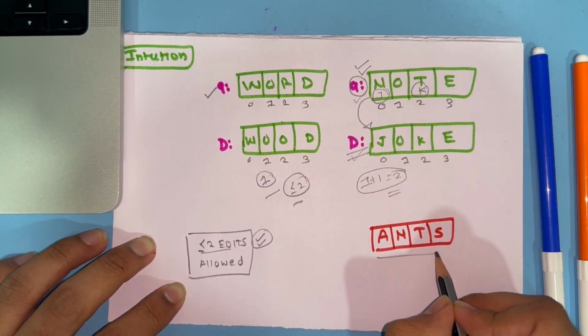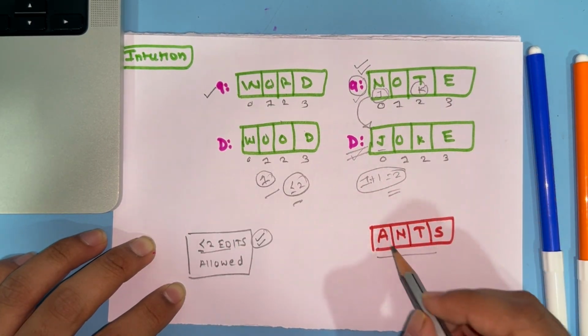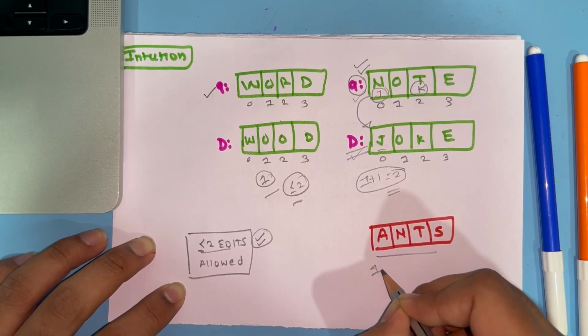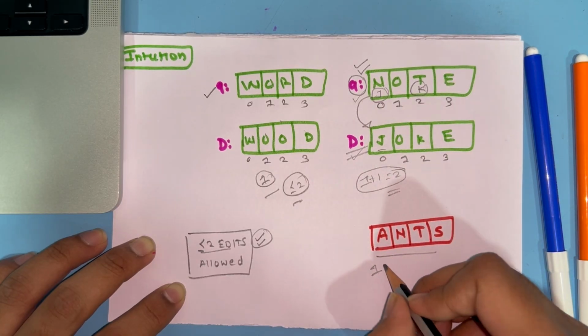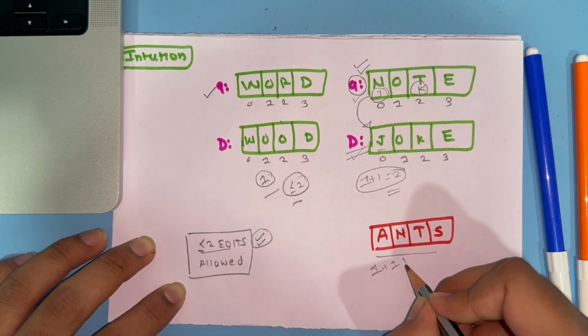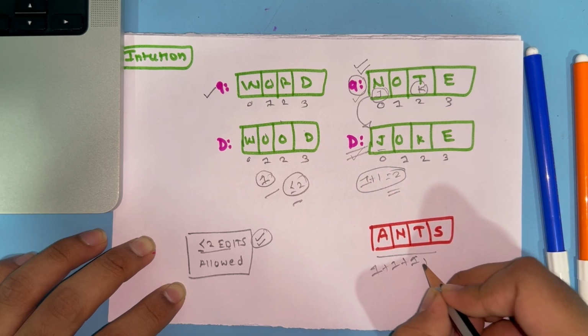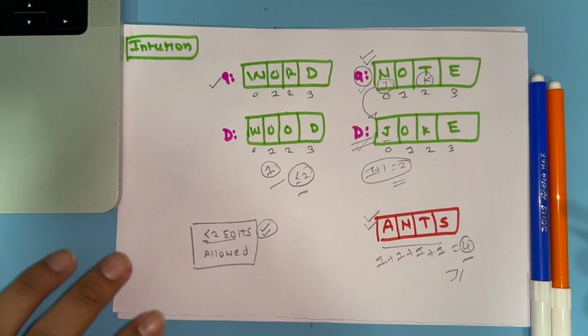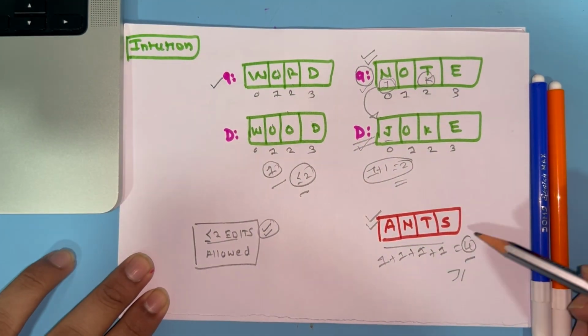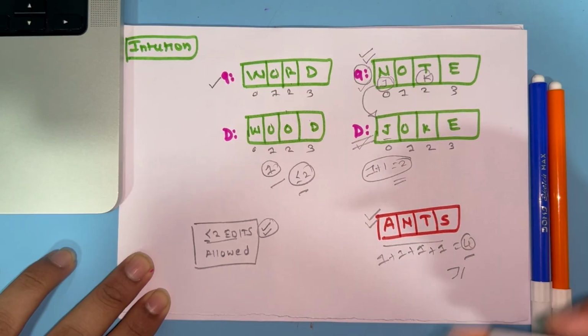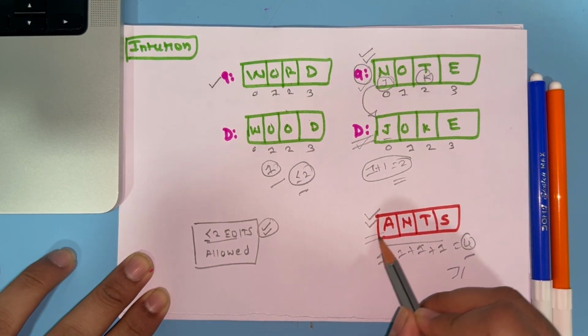Now consider this one, ANDS. Let's compare it with JOKE. A and J are not matching, one mismatch. N and O is not matching, one mismatch. D and K is not matching, one mismatch. S and E not matching, one mismatch. Total, so as the edits for ANDS is greater than 2, we cannot add this in our answer. So this is not allowed.